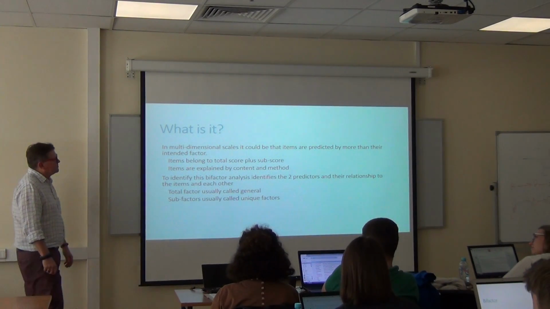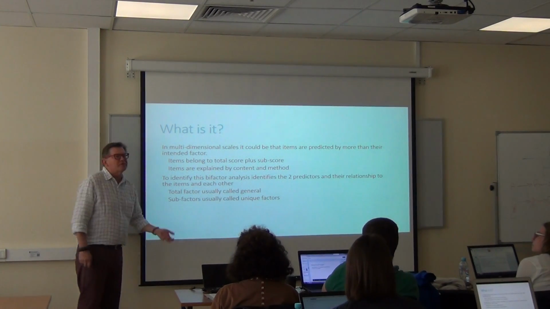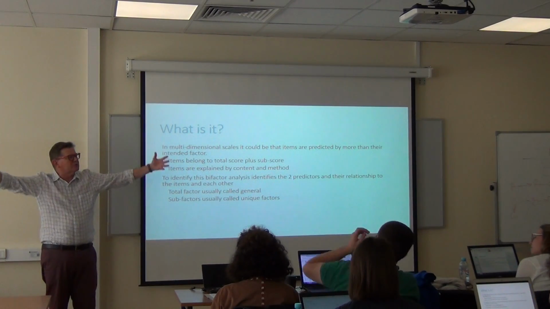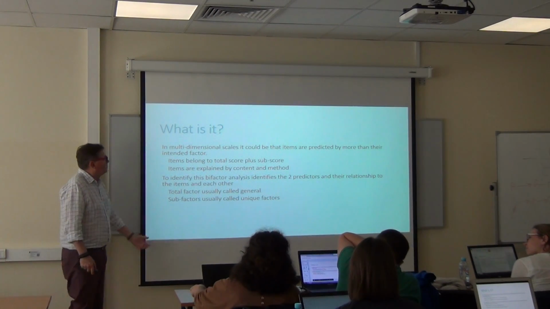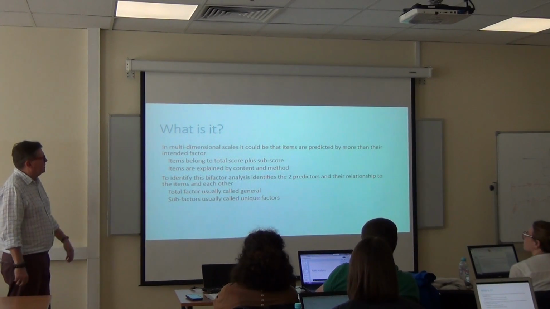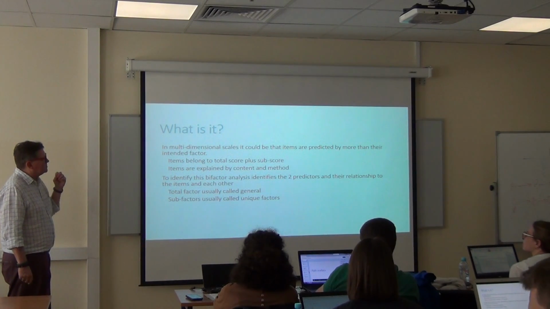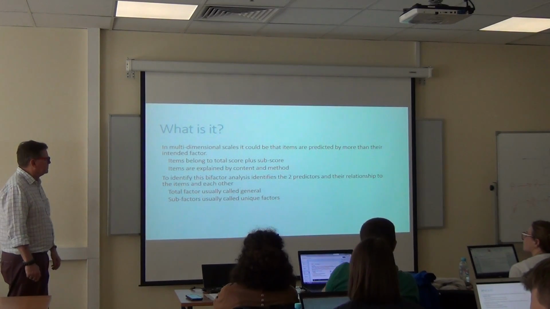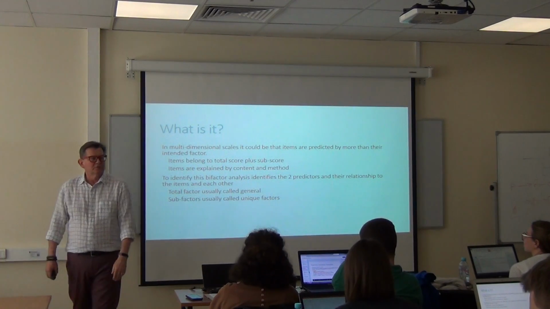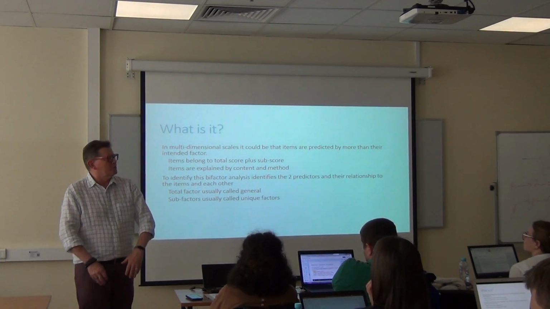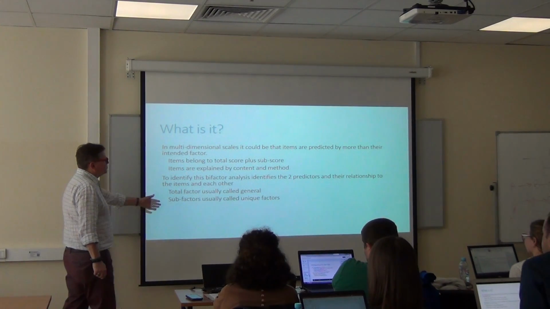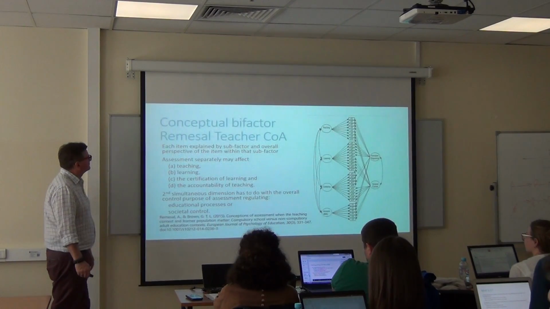In multidimensional scales, it could be that items are predicted by more than their intended factor, especially if the factors belong to a whole. They're subscores. And to identify this, bifactor analysis identifies the two predictors and their relationship to the items. The total factor is usually called general or common. You could call it the math or the attitude scale. And some factors are usually called unique factors.